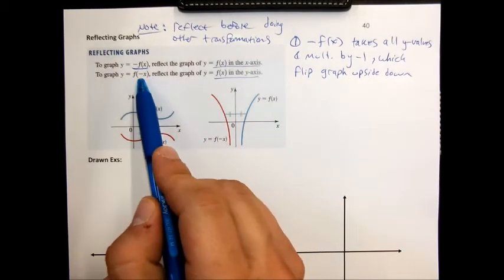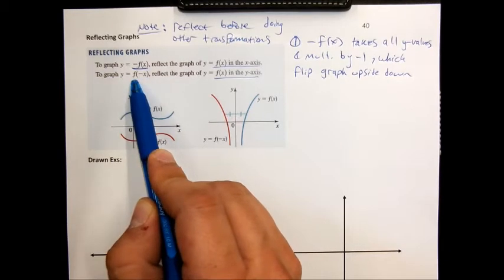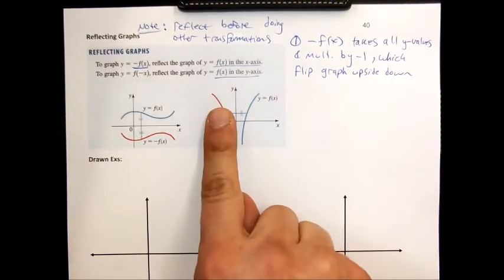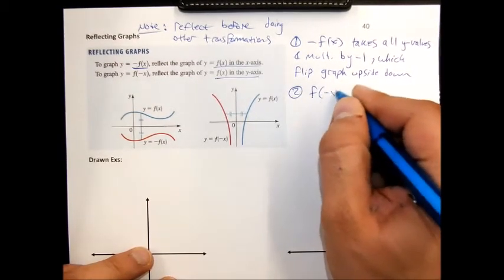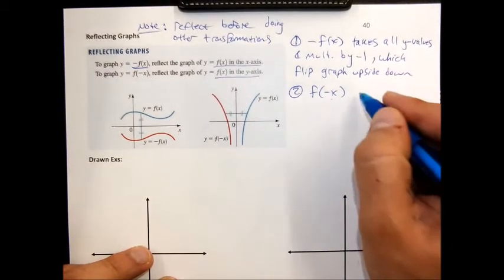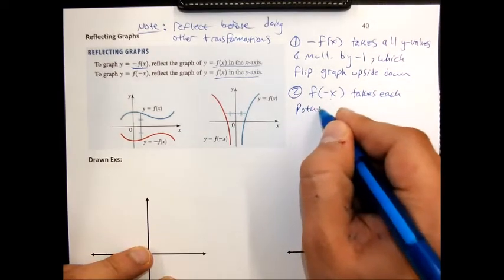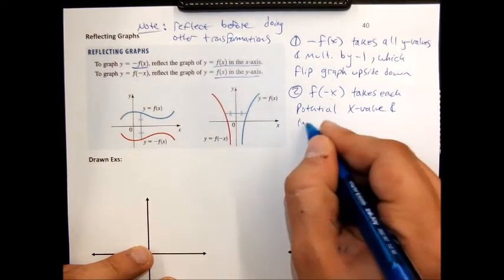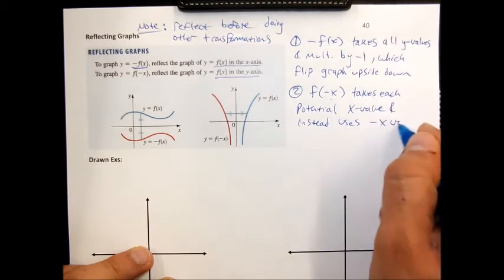Similarly, if we multiply all the x values by -1, that's what's going on with this f of minus x. It makes all the negative x values positive and the positive x values negative. And so it does the opposite kind of flipping, because we're flipping over with the x values. And so let me write that down. So 2. f of minus x, when there's a minus x inside the function, takes each potential x value and instead uses the minus x value.